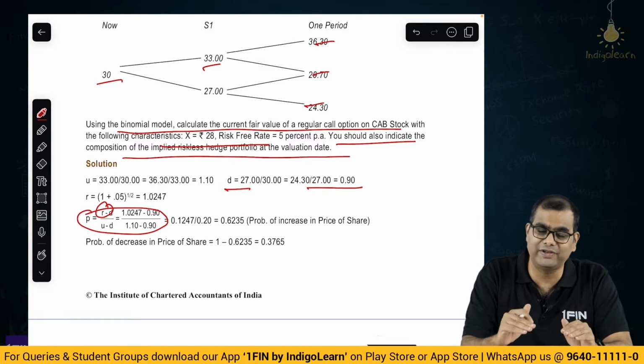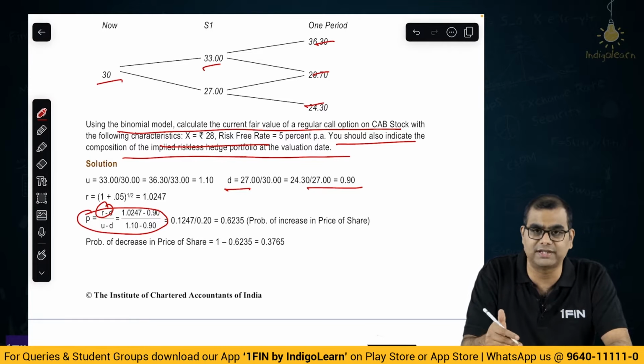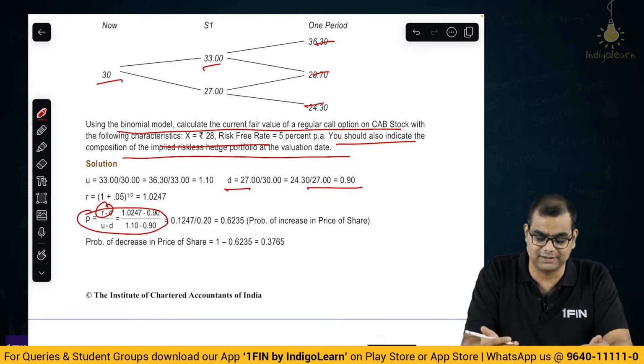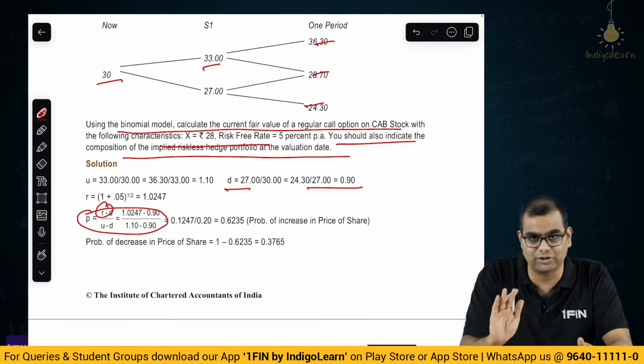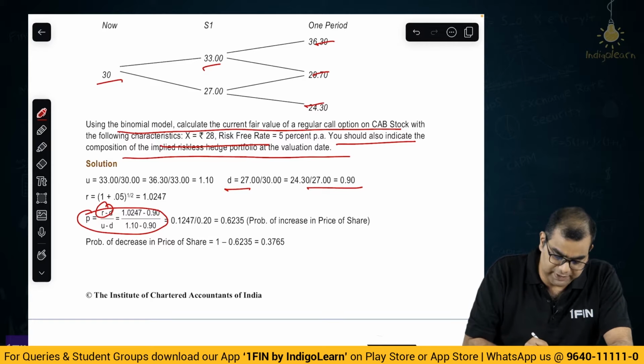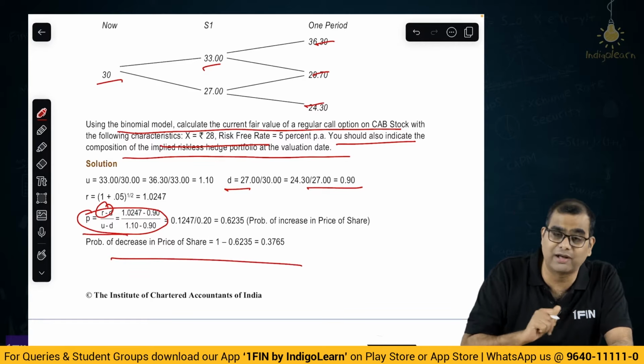That is not necessarily just binomial. I am clarifying this because there is some other faculty who has said that that is the only way. So please hear me out fully and then take your own informed decision. P is equal to U minus D by R minus D, they have done that and computed. So, how should our question be solved?